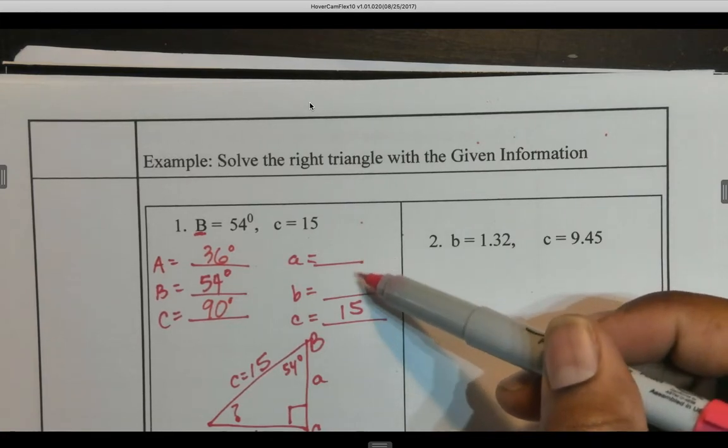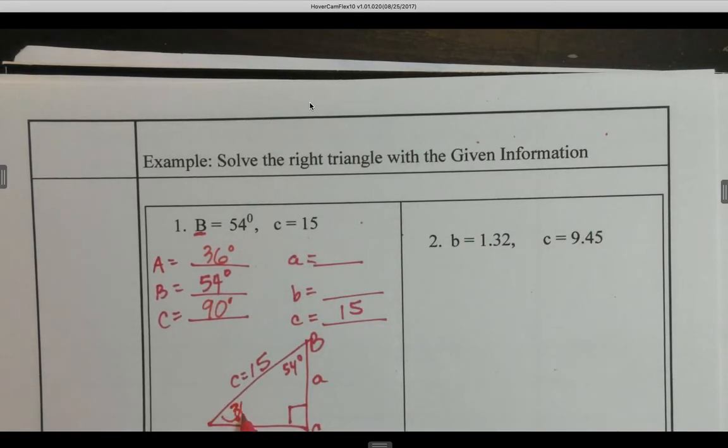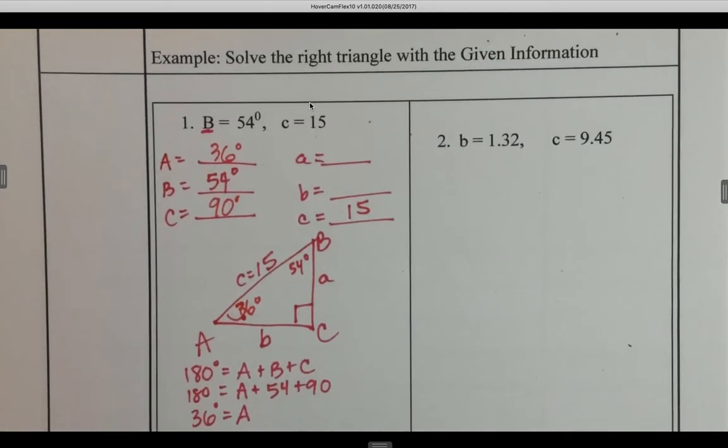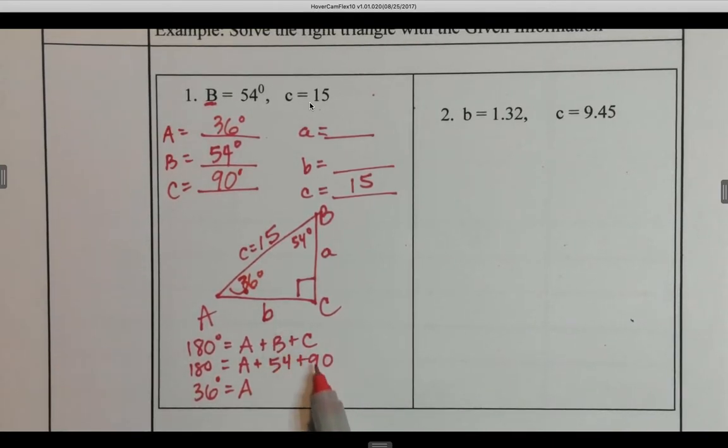Now my only job is to find sides A and B. All right, so I'm going to put here 36 degrees. And I realize you didn't see any of that math work. Sorry, guys. But it is simple. Just plug in the angle measurements that you know, add them up, subtract from 180, find the missing angle.